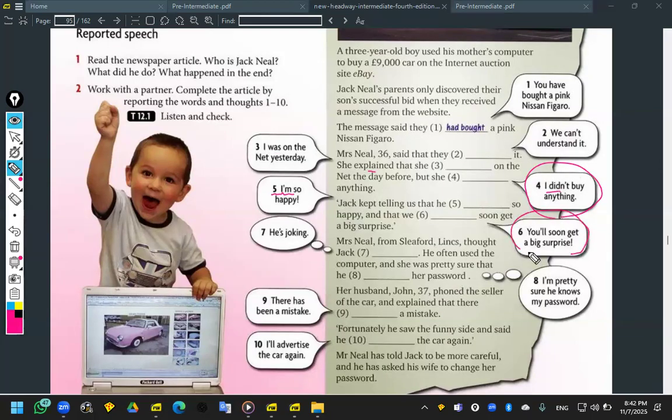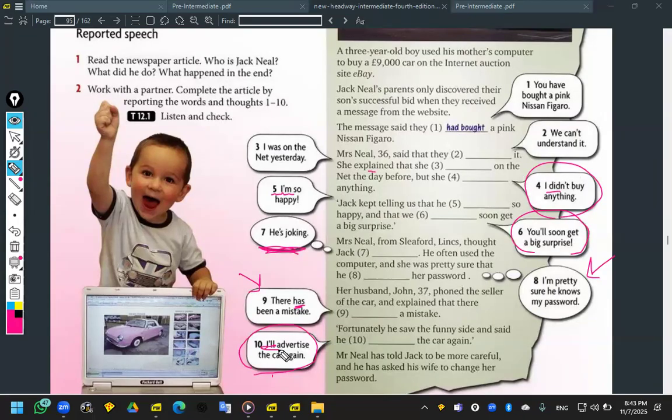Mrs. Neal from Sleaford, Lincolnshire, thought Jack was joking. He often used the computer, and she was pretty sure that he knew her password. Her husband, John, 37, phoned the seller of the car and explained that there had been a mistake. Fortunately, he saw the funny side and said he would advertise the car again. So he would: will becomes would.